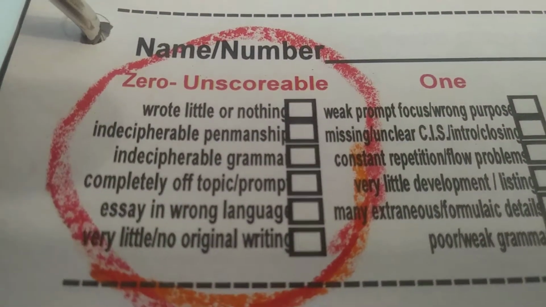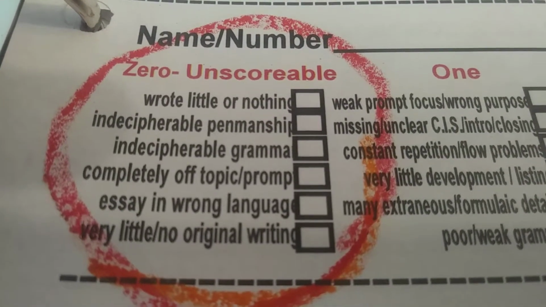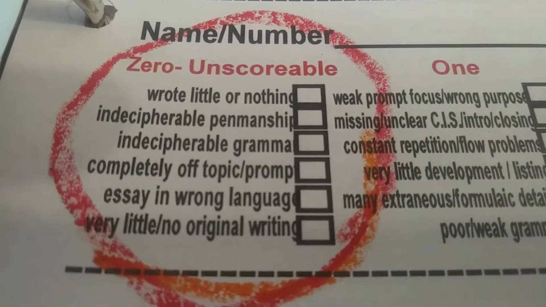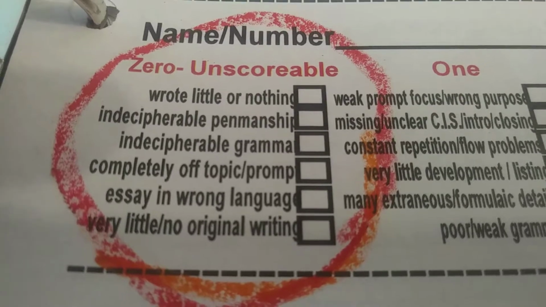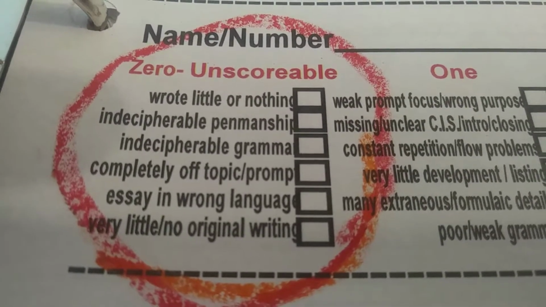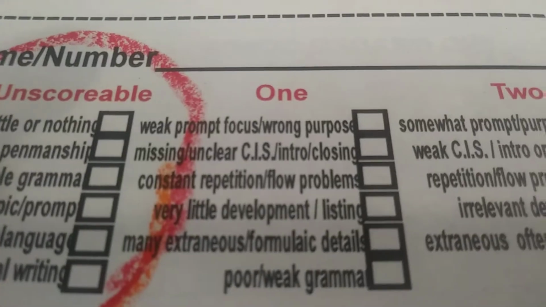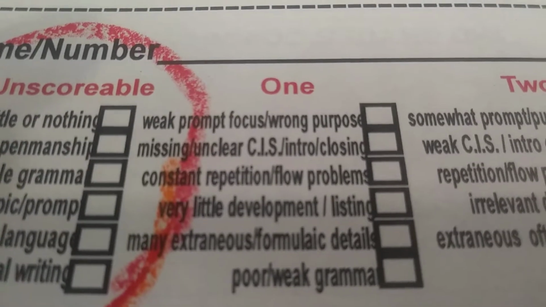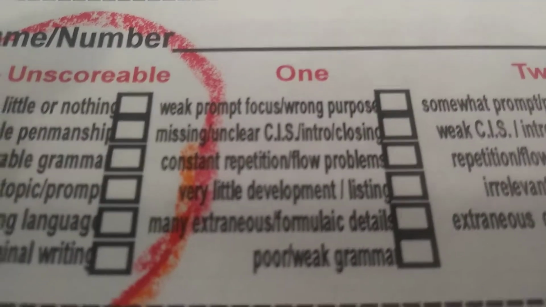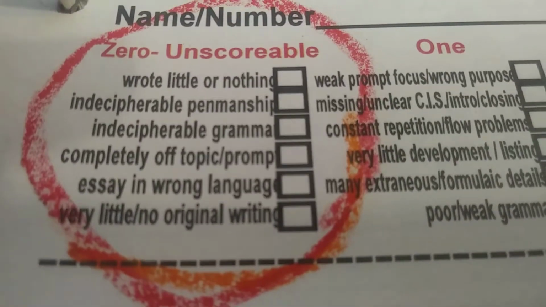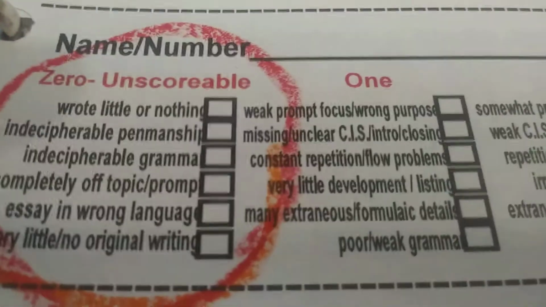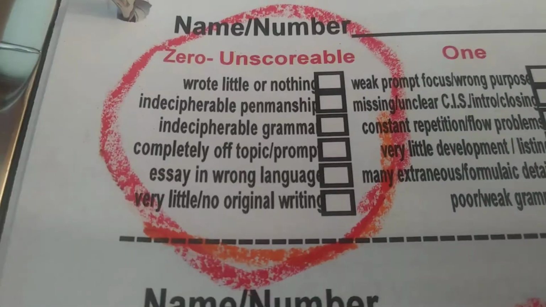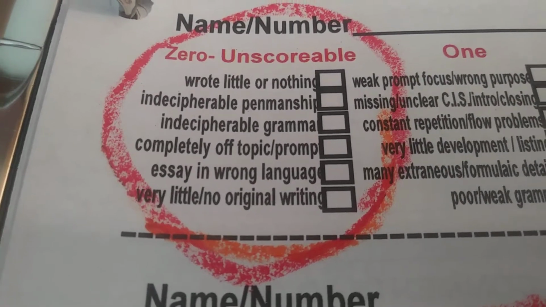Also, completely off topic and off prompt. This doesn't say restate the prompt. It just means that you never address it in the first place. So if they can find at least 1 or 2 sentences that address the prompt, in most cases they're going to get at least a 1, because you'll see here weak prompt focus, wrong purpose. So it's up to the reader's discretion whether there's enough there about the topic. And usually if they can find at least 1 or 2 sentences, they'll give it a 1. If there's nothing about the topic at all, then they can give a 0. That's why I use the phrase completely off-topic prompt.